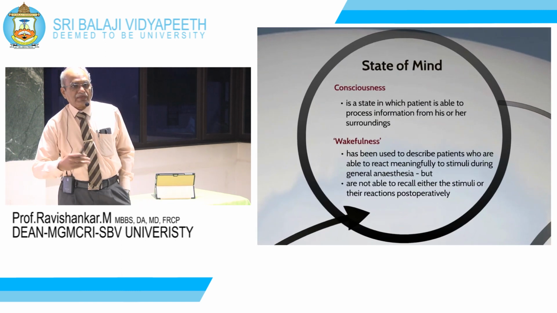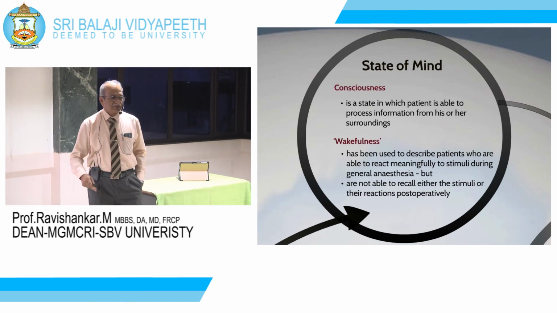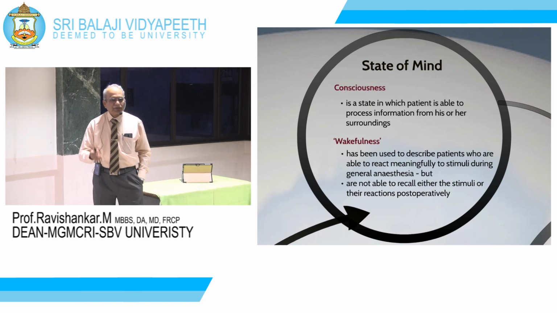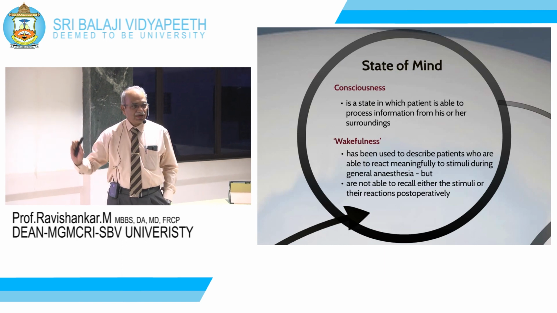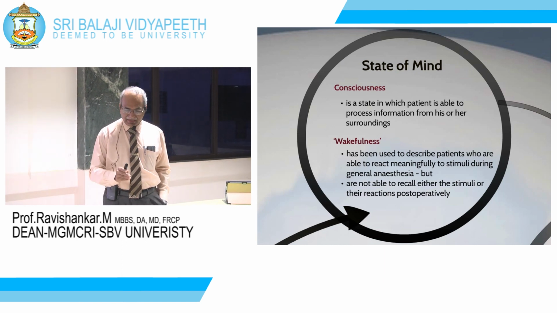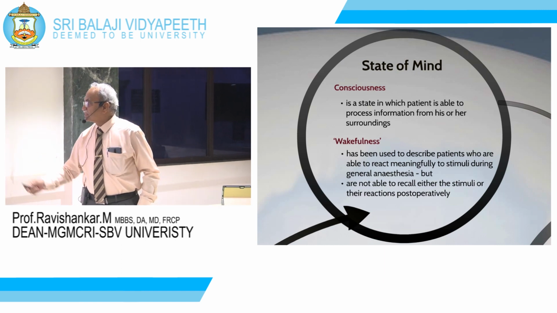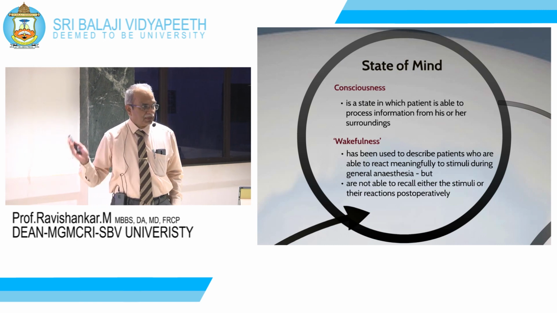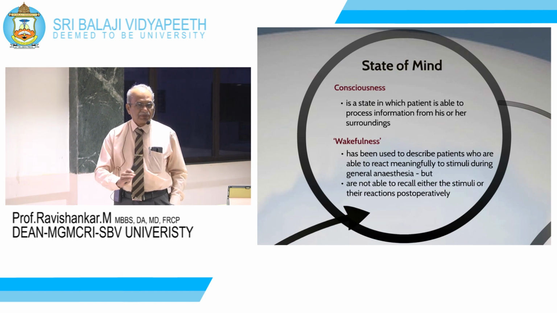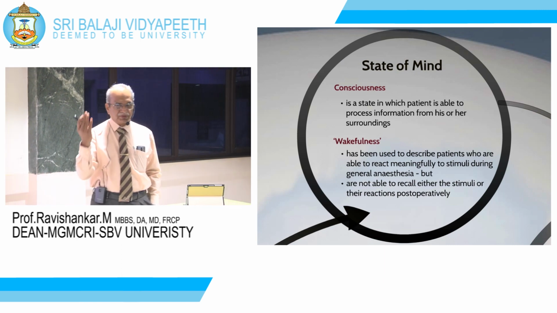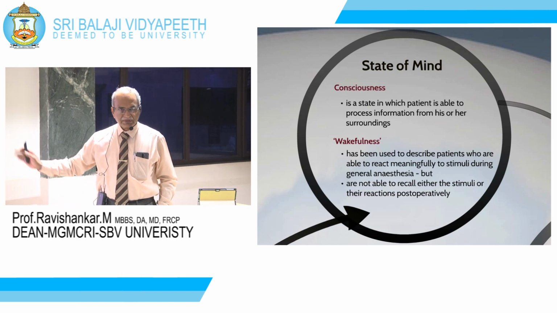Now, if you look at the state of mind, you have different states of mind. One is consciousness. What is consciousness? There are so many other definitions of consciousness, religious and otherwise, but let us confine it to anesthesia and related things. It's a state in which the patient is able to process information from his or her surroundings. So I am talking, you are able to hear, you are able to process it in your mind and then get a meaning for that. That is the state of consciousness.